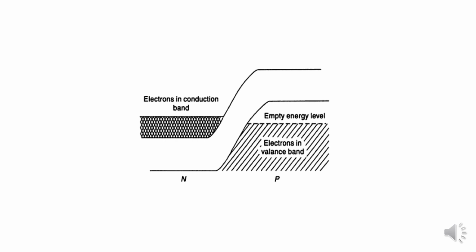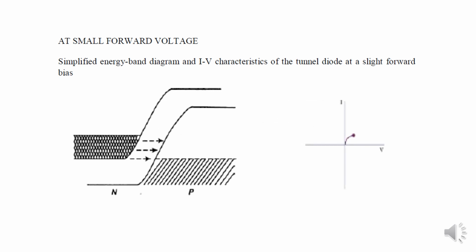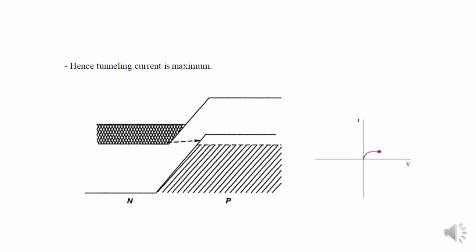This is the energy band diagram at slight forward bias. Here we see that the electrons in the conduction band of the N region are directly opposite to the empty states in the valence band, so there is a finite probability that some electrons tunnel directly into the empty states, resulting in the forward bias tunneling current. This is at maximum tunneling current: in the VI characteristics of the tunnel diode, forward bias produces maximum tunneling current, when the maximum number of electrons in the N region are opposite to the maximum number of empty states in the P region.